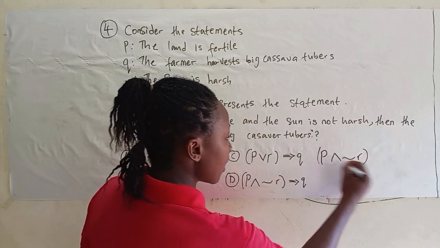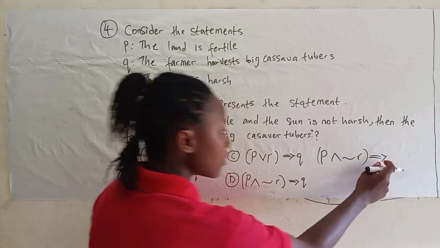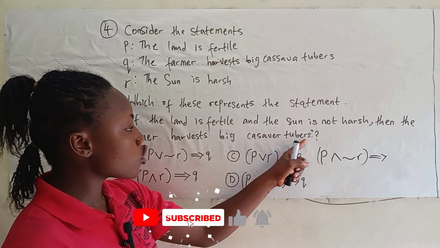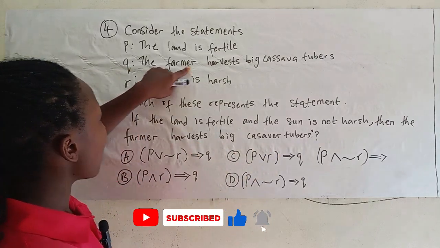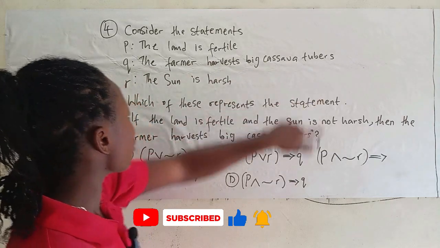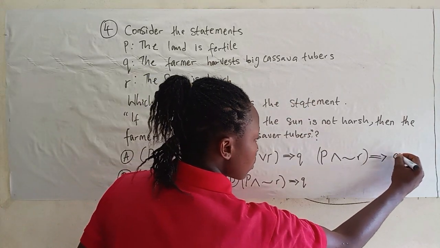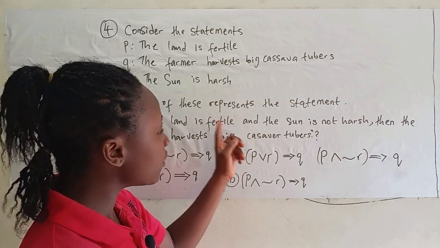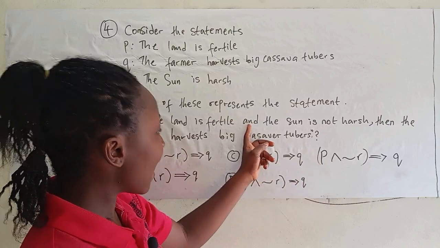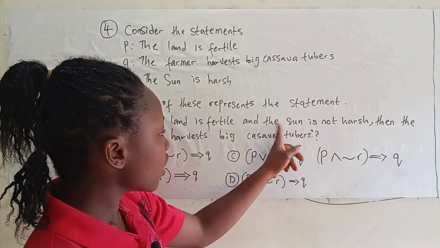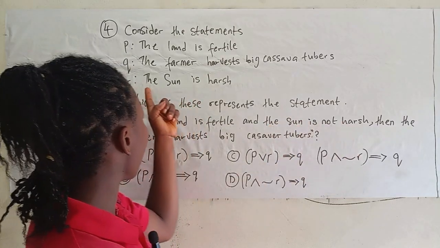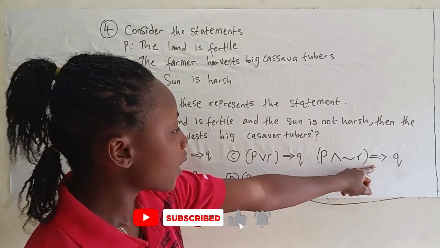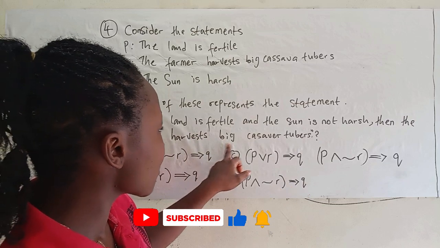Then, this then is given by this. Then the farmer harvests big cassava tubers. So we're going to have Q. If the land is fertile, P, and conjunction, the sun is not ash. While we have the sun is ash, so we are going to have negation R. Then the farmer harvests cassava tuber.